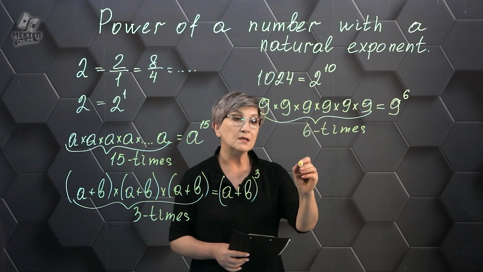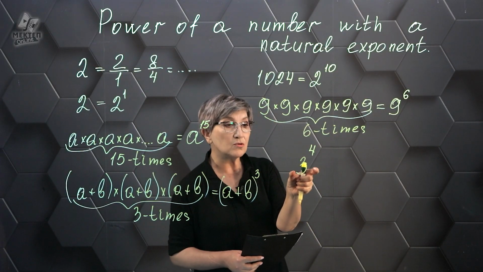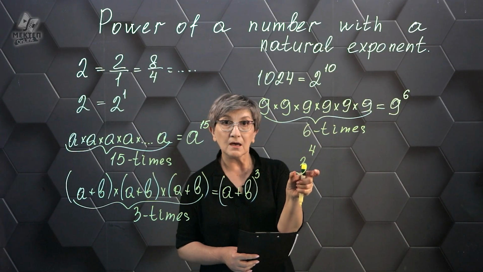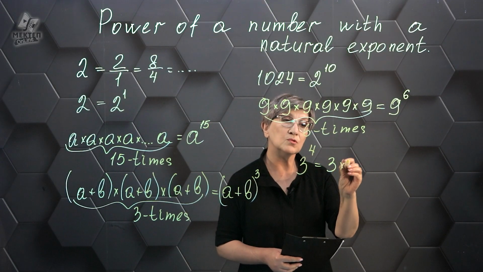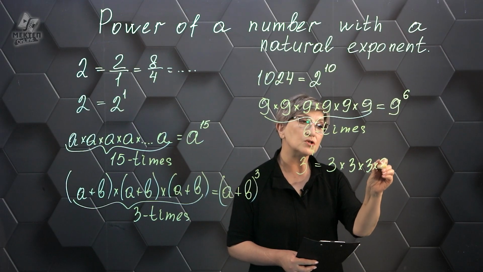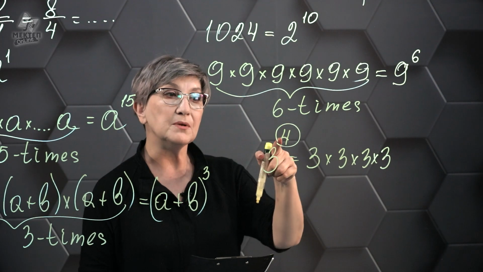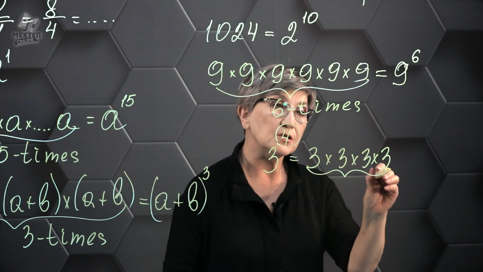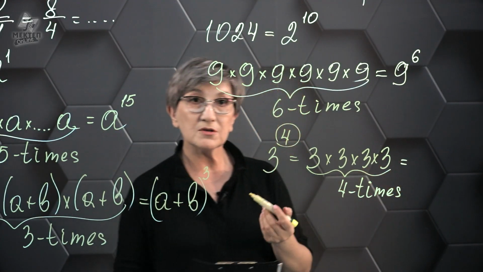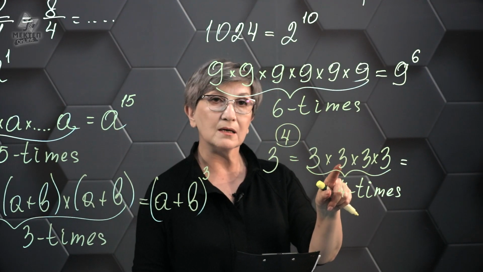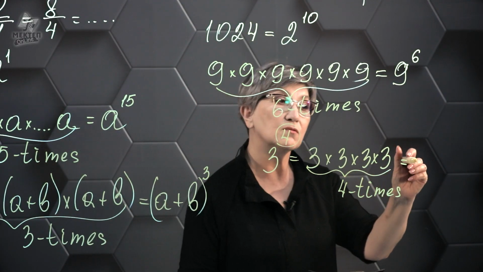For example, if I need to raise the number 3 to the 4th power, I can write that expression as the answer. But if I need to calculate, then I have to multiply 3 by 3, multiply by 3, and multiply by 3, 4 times. Why exactly 4? The exponent of a degree is 4, so I'm multiplying the number 3 by itself 4 times, and the result is 3 times 3 is 9, 9 times 3 is 27, 27 times 3 is 81.